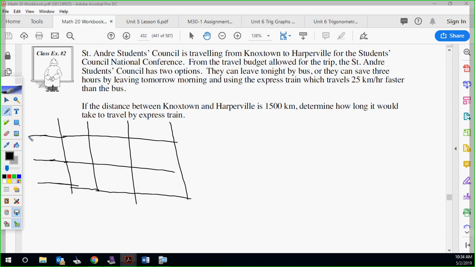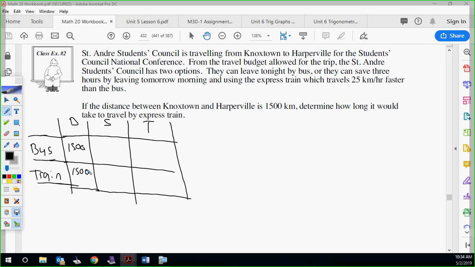Okay, so we got our distance, speed, time. We have express train and bus, so we'll say bus and train. The confusing part maybe on this one is how to set up the equation, but let's put the information in first. What's the distance? 1,500. Right, and it's 1,500 for both. Both objects are going the same distance. That's important.